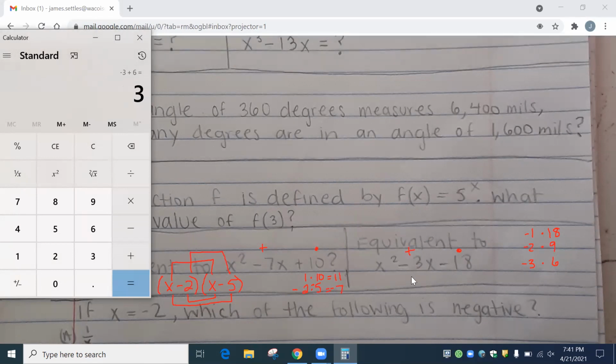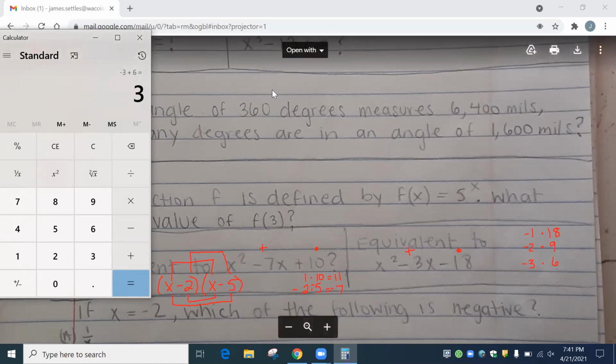I need negative 3. So anytime you get the right number but the wrong sign, change both of your signs. So I'm going to change this to a positive and this to a negative. And so when I multiply them, I get negative 18. When I add them, I get negative 3. So my answer is x plus 3, and then x minus 6.